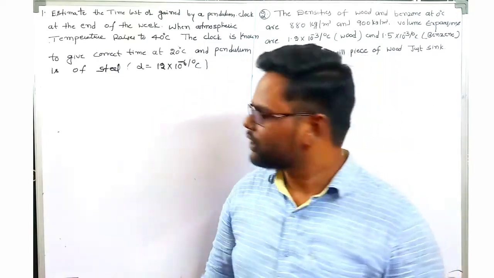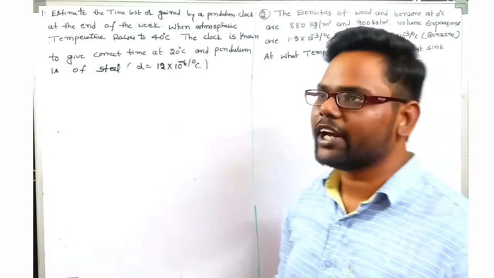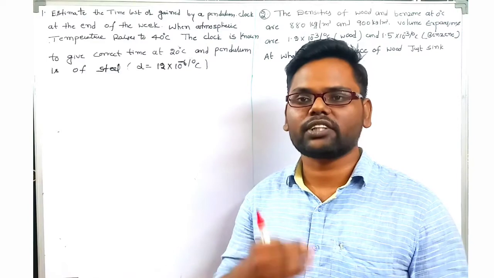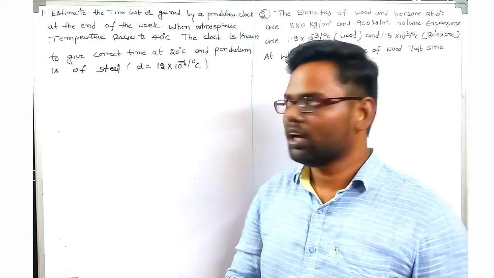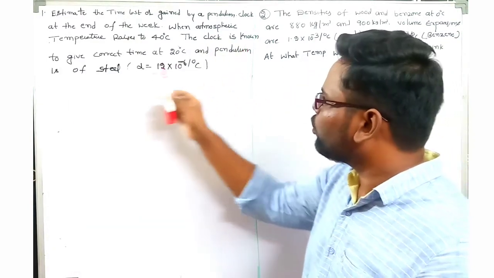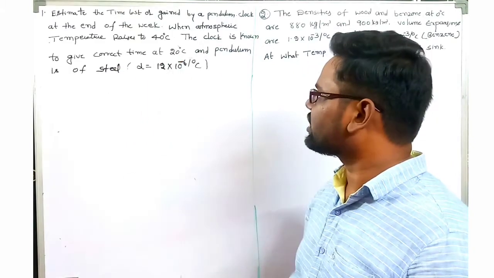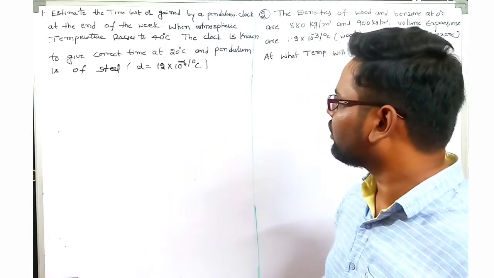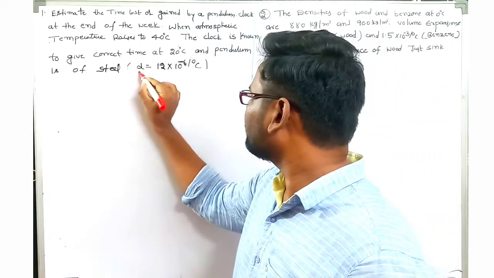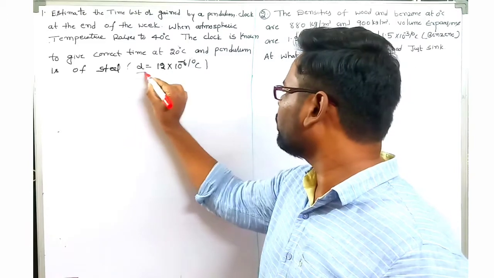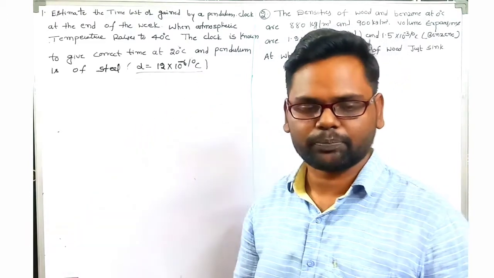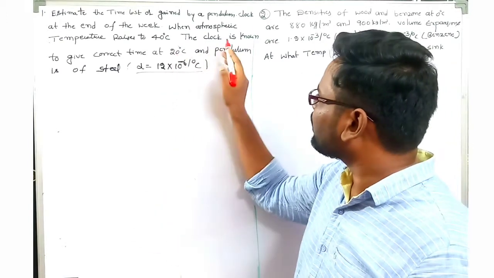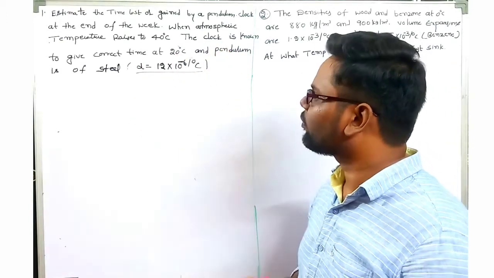So now the first illustration is: estimate the time lost or gained by a pendulum clock when the atmospheric temperature rises to 40 degrees Celsius, and the clock is known to give correct time at 20 degrees Celsius, and the pendulum is of steel. In the question itself they have given the coefficient of linear expansion, alpha equals 12 into 10 to the power of minus 6 per degree Celsius, right? So at 20 degrees Celsius the clock will give us the correct time, right?